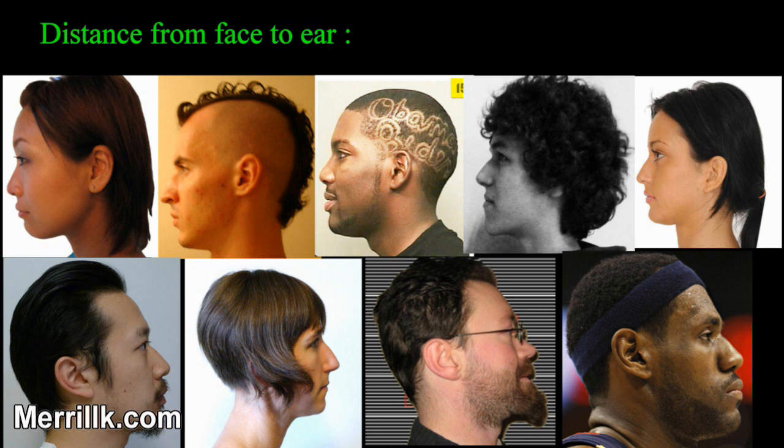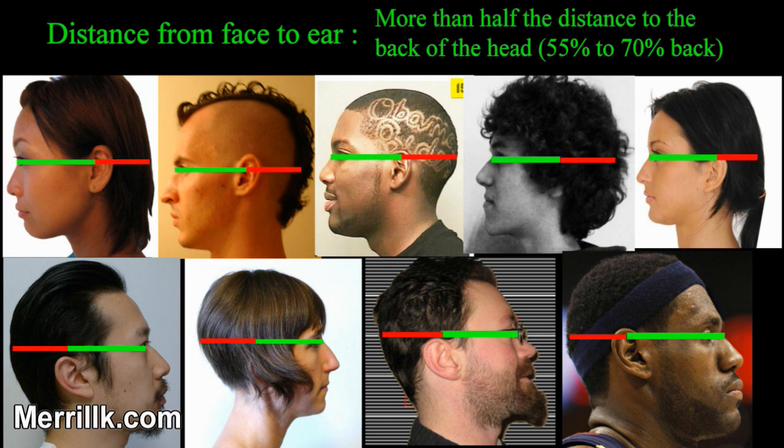The green line measures the distance from the face to the midpoint of the ear, and the red line measures the distance between the midpoint of the ear and the back of the head. I estimate that the midpoint of the ear is 55 to 70% of the distance from the face to the back of the head. Be sure to notice that there is a range of values rather than a universal rule, so we will have to average our answer.